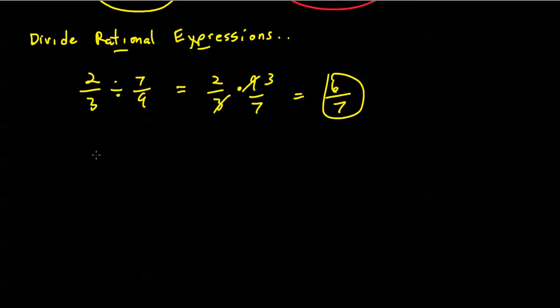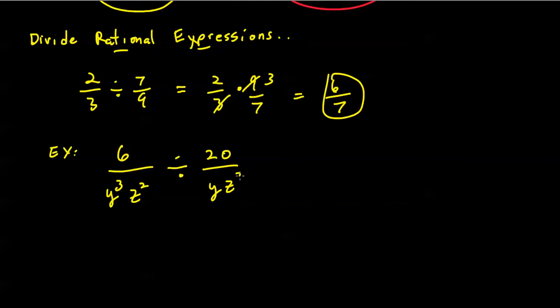To divide rational expressions, it's much the same, but of course we're going to be dealing with polynomials, not just numbers. Example: 6 over y cubed z squared. That is a rational expression. And if I divide it by another rational expression, 20 over yz cubed. Well, just like we do with fractions, we'll invert the second rational expression and turn it into a multiplication problem. 6 over y cubed z squared times yz cubed over 20.